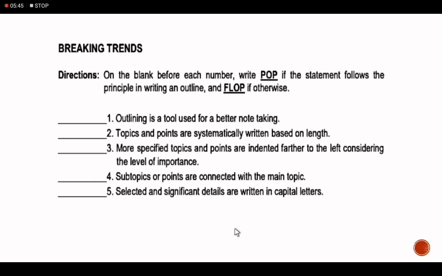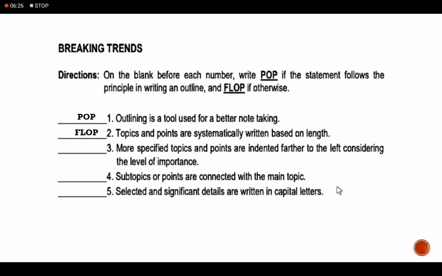Let's break trends. Pop, if the statement follows the principle in writing an outline, and flop, if otherwise. Number 1, outlining is a tool used for better note-taking? The answer? Pop. Yes, it is. An outline is really an important tool for note-taking. Number 2 is a flop, because the topics and points are not systematically written based on length. We do not just base the writing of our topics and points on length.